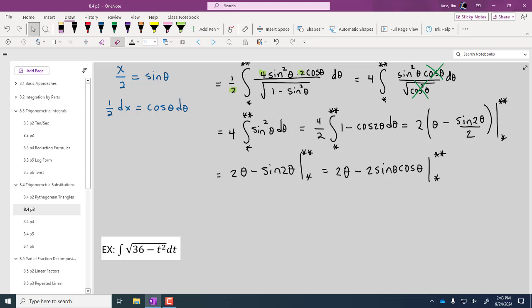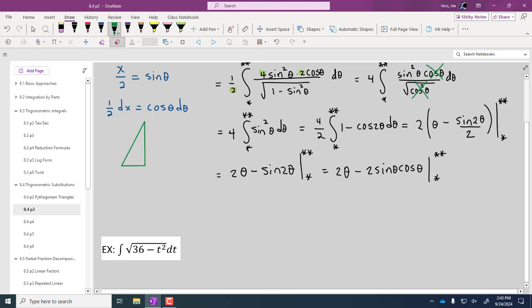That substitution right there tells us everything we need to know. And here's what we're going to do. We are going to draw a triangle with theta. We'll always draw it like it's in quadrant 1. And we label 2 of the sides of the triangle based on that substitution step.